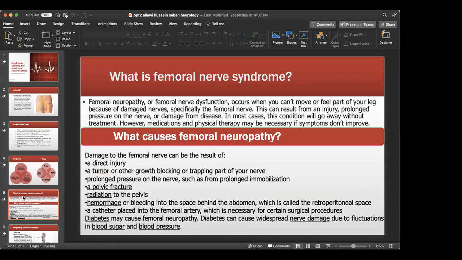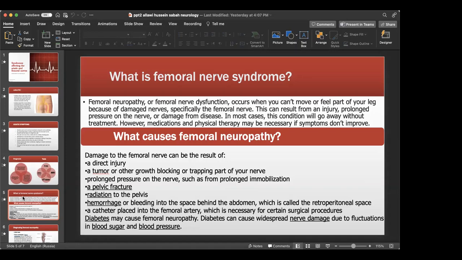What is femoral nerve syndrome? Femoral neuropathy or femoral nerve dysfunction occurs when you can't move or feel part of your leg because of damaged nerves, especially the femoral nerve. This can result from injury, prolonged pressure on the nerve, or damage from disease. In most cases, this condition will go away without treatment. However, medications and physical therapy may be necessary if symptoms don't improve.